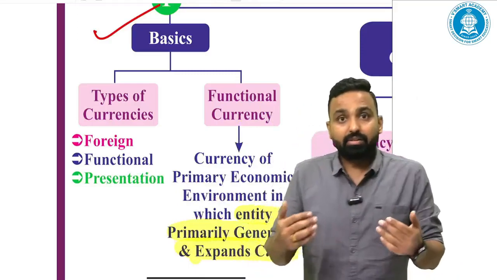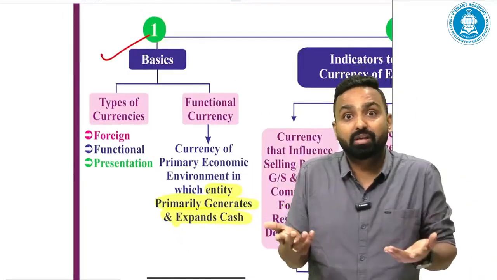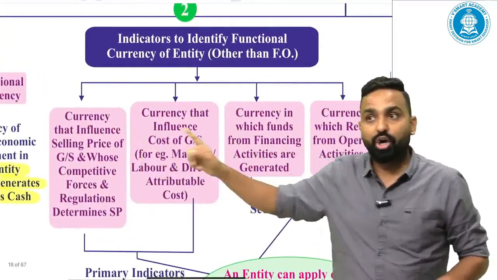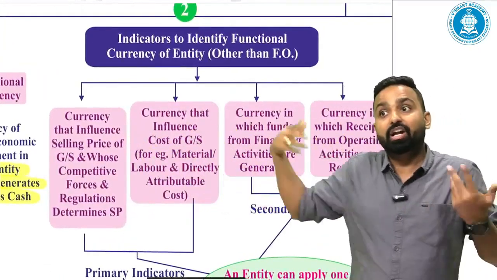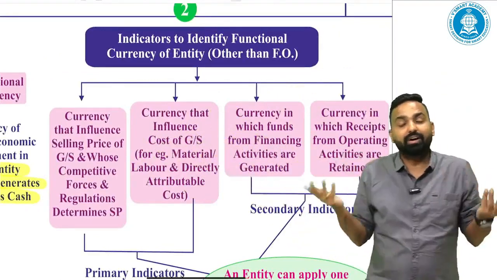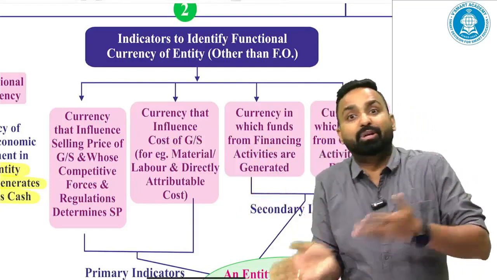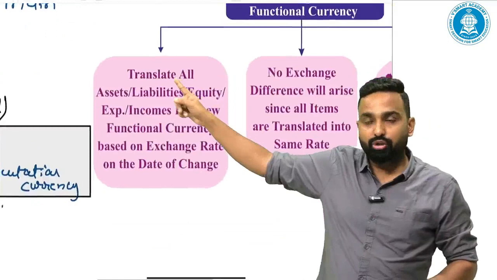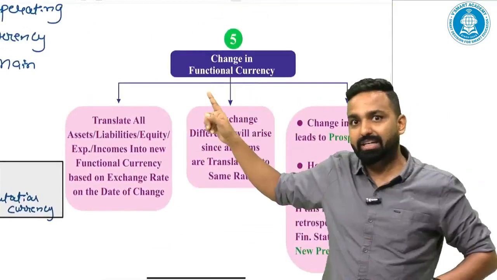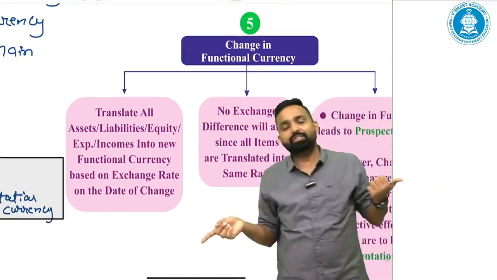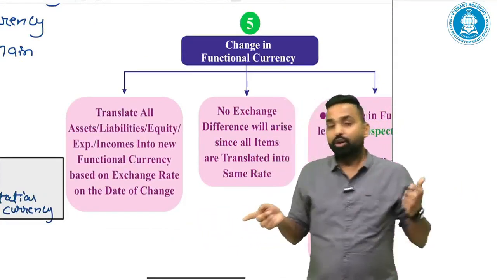Now, the question arises whether we can change our functional currency after so many years. Suppose our primary economic environment has changed or our indicators are now changing. Earlier, we decided that our functional currency is rupee. Now, as per the indicators, our functional currency is changing from rupee to dollar. Can we change it? Yes, we can change it. Change in functional currency. Suppose my old functional currency was rupee. Now my new functional currency is dollar. What do I have to do?